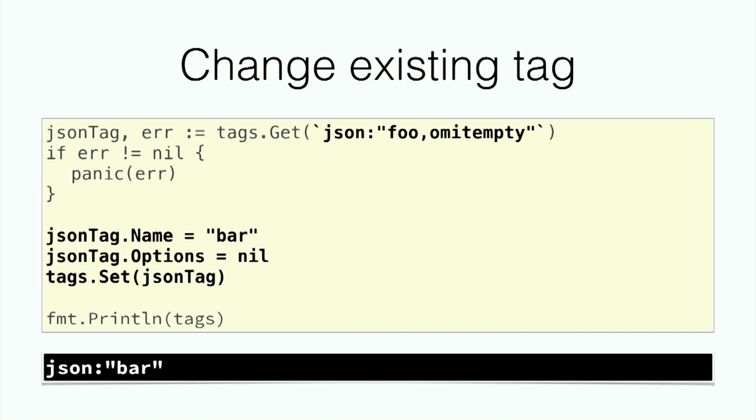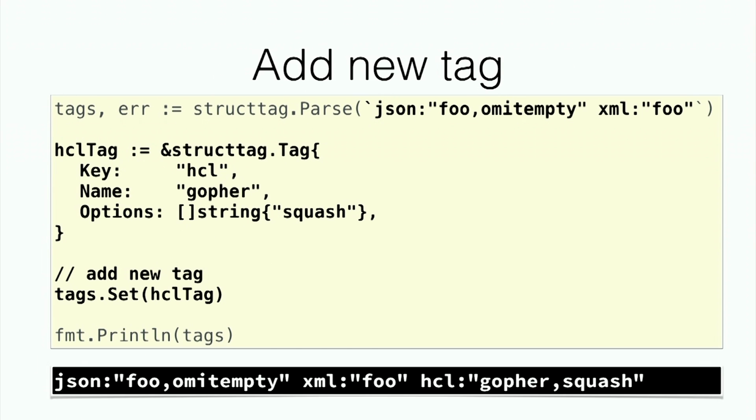And how do we change it? Here, for example, I again parse it, I get the JSON tag, I replace the name, so the value, with bar, and I remove the options. And if I set it and print it again, it's now json bar. It totally has changed. We can also add a new tag here. For example, I add a new key pair, the HCL key with the value gopher, and I also add a new option.